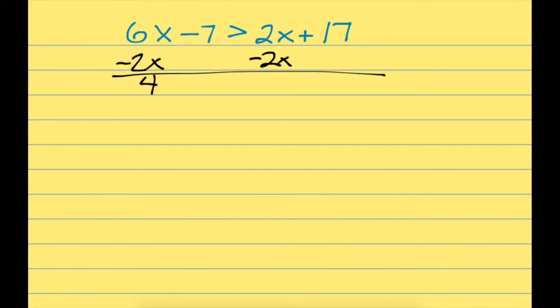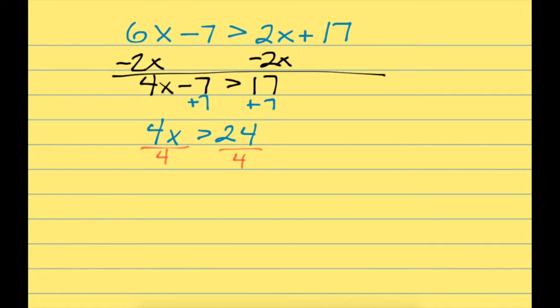then we're going to have 4x minus 7 is greater than 17. Adding 7 brings me to 4x is greater than 24. So I'll be dividing by a positive 4 instead of a negative 4, and I won't need to switch my sign. I get x is greater than 6.